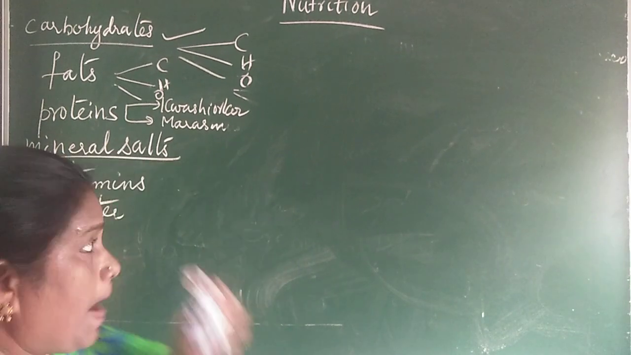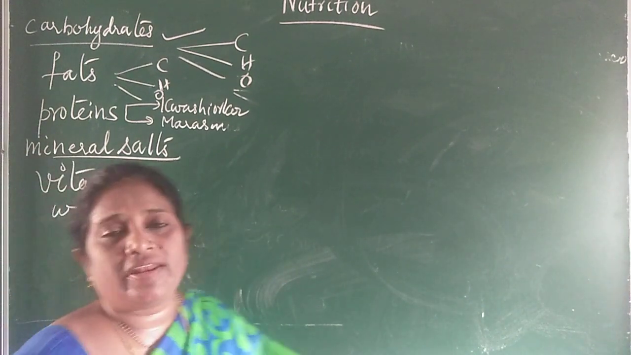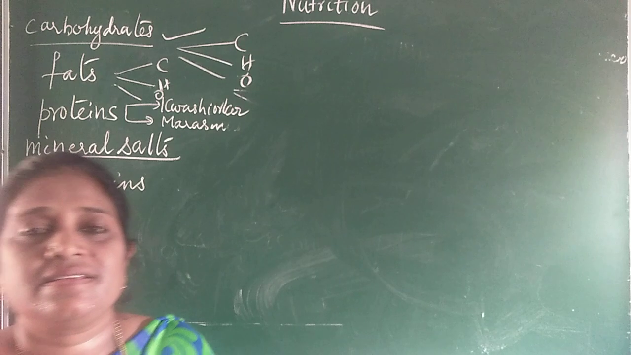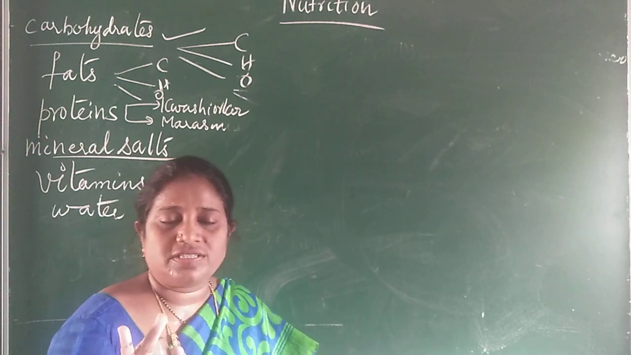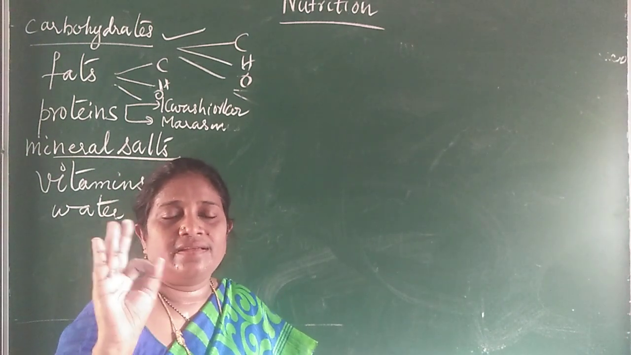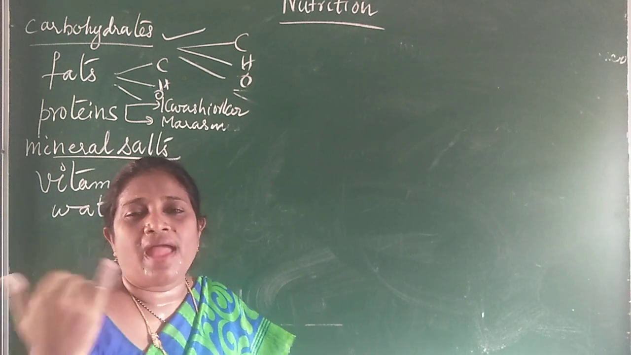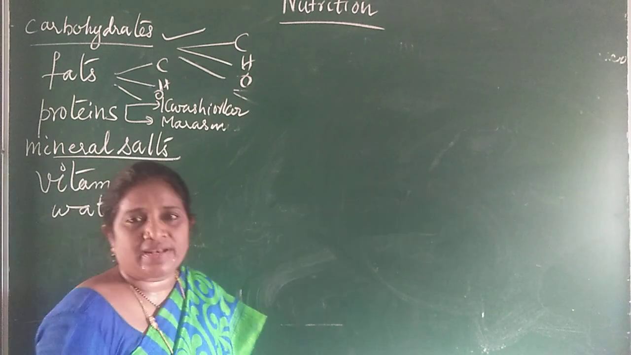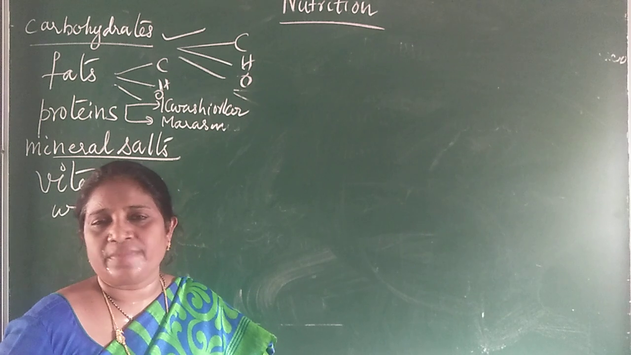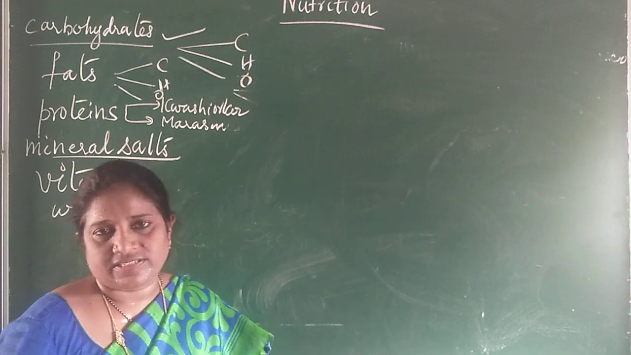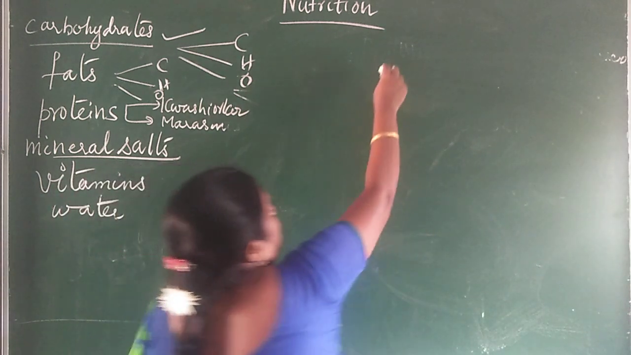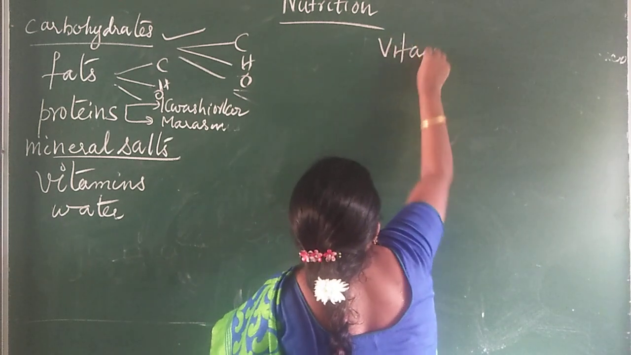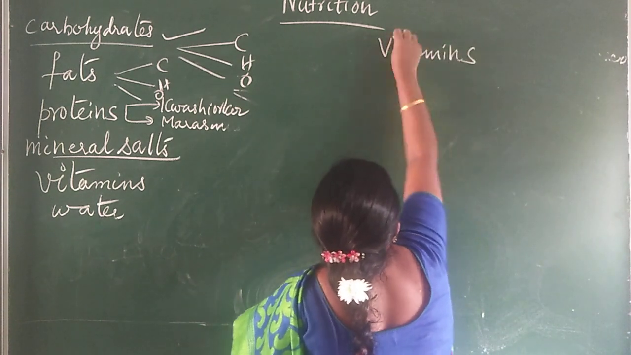Now, so we finished minerals: calcium, phosphorus, then iron, then iodine, sodium and potassium. You have some more mineral ions like cobalt, manganese, magnesium. You can go through the textbook. Now coming to the next important constituents, which are vitamins.